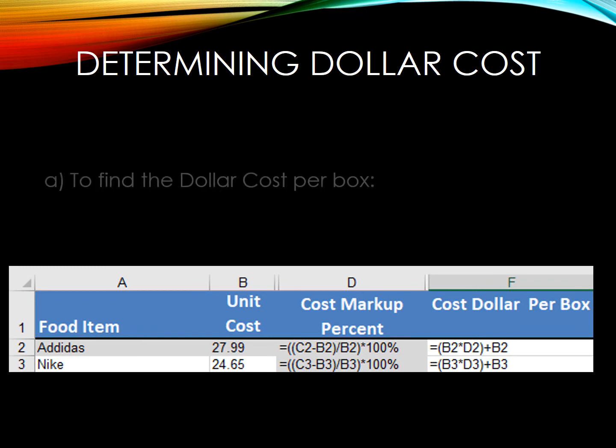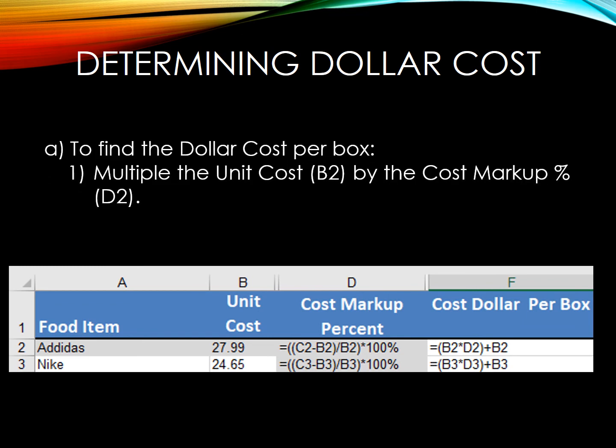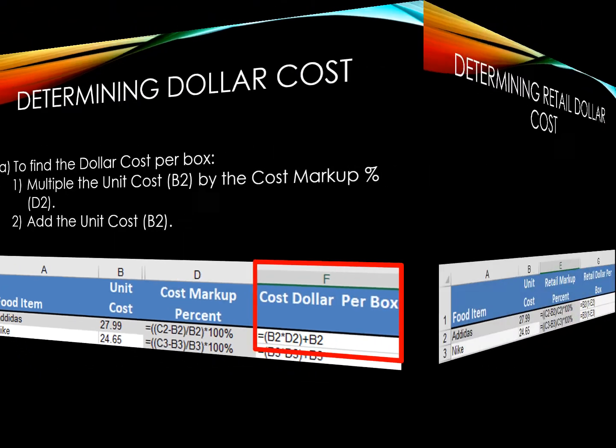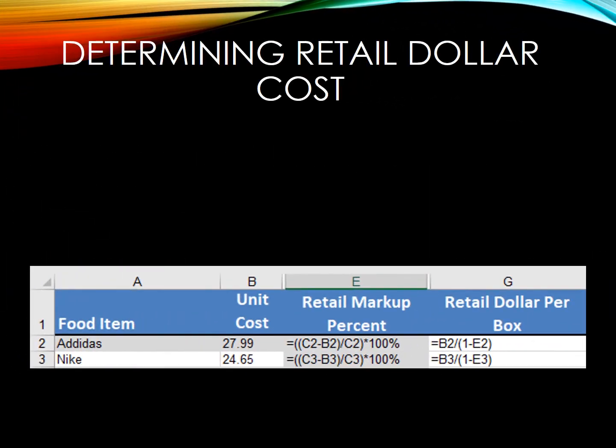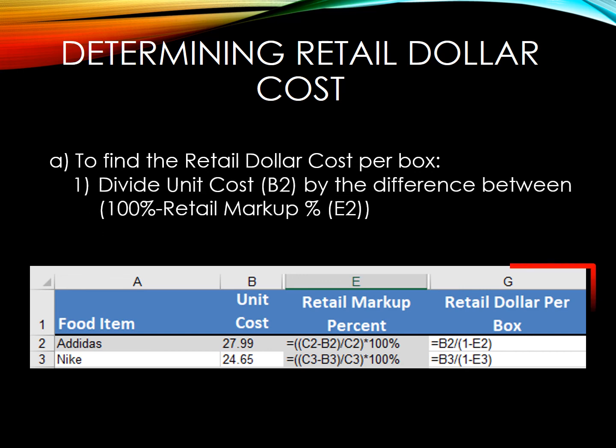Determining dollar cost. To find the dollar cost per box, multiply the unit cost by the cost markup percent. Add the unit cost. Determining retail dollar cost. To find the retail dollar cost per box, divide the unit cost by the difference between 100% and the retail markup percent.